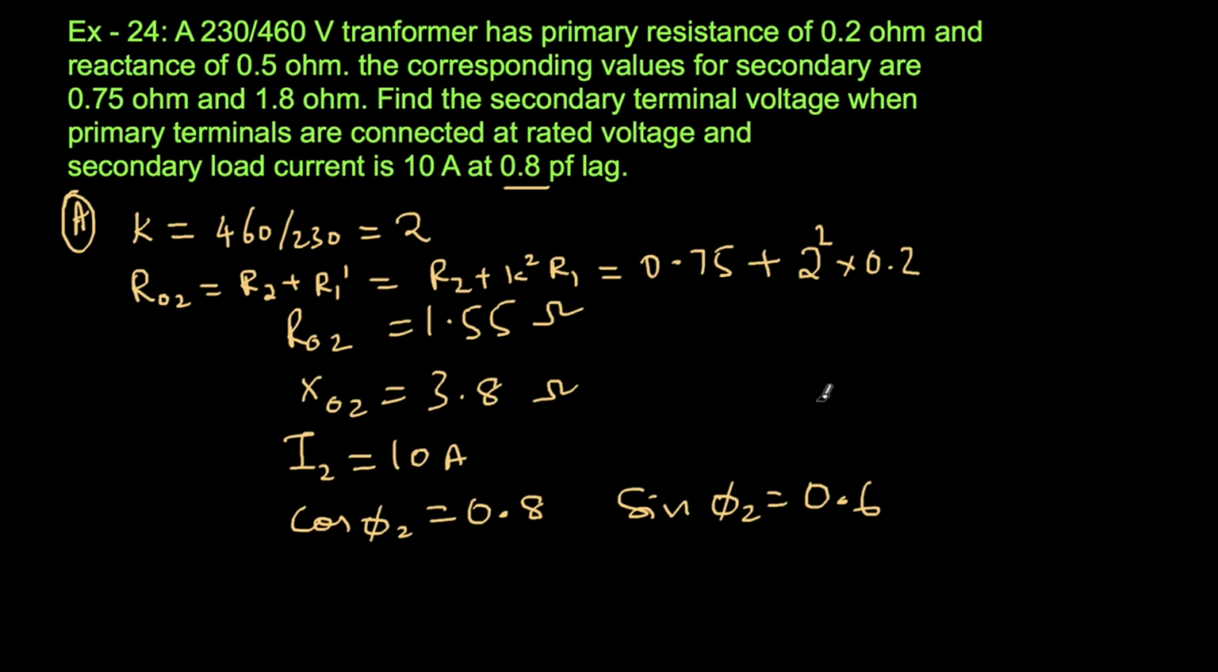So the secondary V2 is not given, but V1 is given. Here it is said to find the secondary terminal voltage when the primary terminals are connected at a rated voltage. That means that is 230 volts. So V1 is 230 volts.